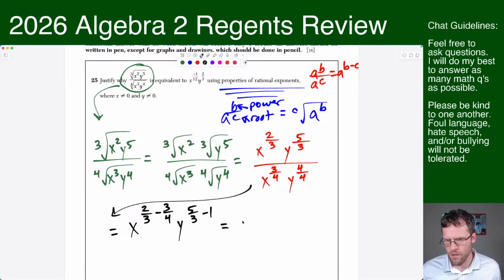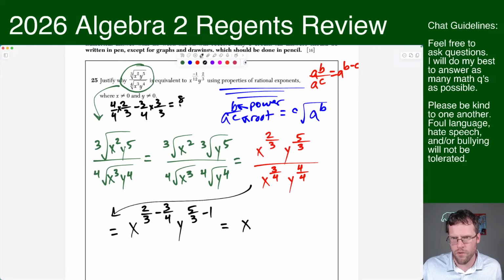And now this is equal to x to the, we don't have to do the fraction part ourselves, like 2/3 minus 3/4 equals negative 1 over 12. And for that, if I did, I would go 4 over 4 here and times 3 over 3 here. And this would equal 8 over 12 minus 9 over 12, and 8 over 12 minus 9 over 12 is negative 1 over 12. And this would be y to the 5/3 minus 1. I would say minus 3 over 3, and that would make 2/3. Okay, so that's where the 2/3 is coming from.